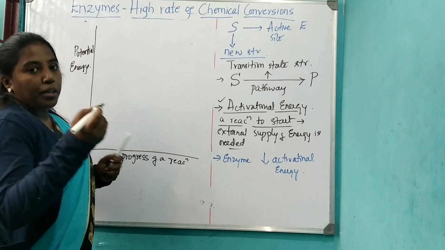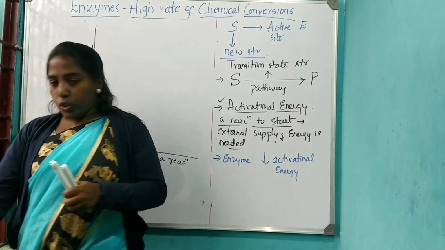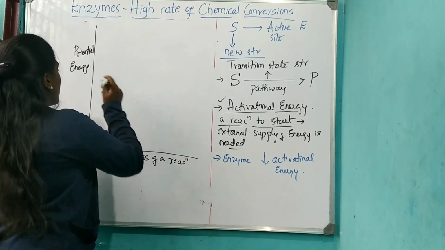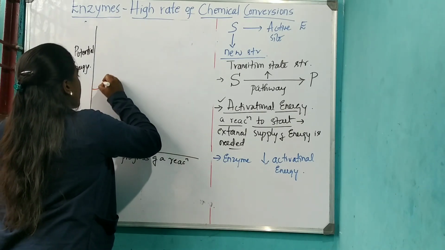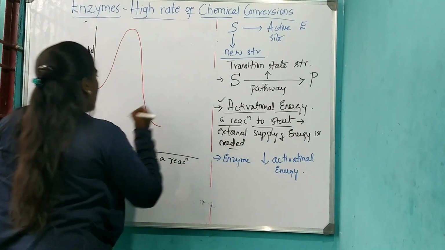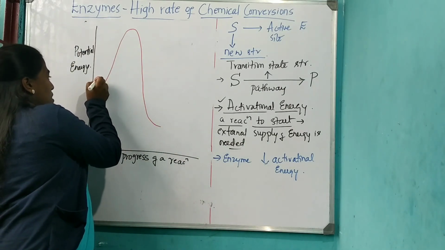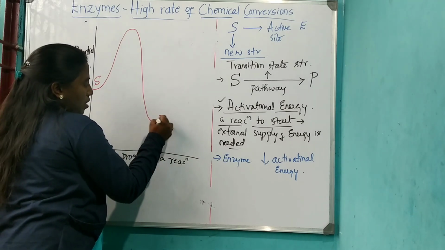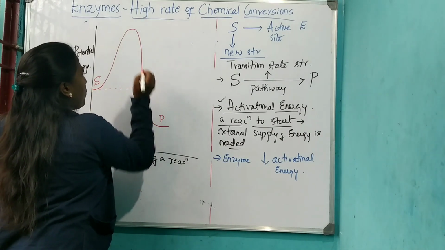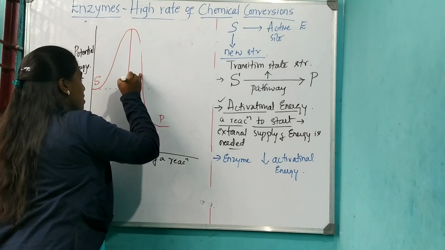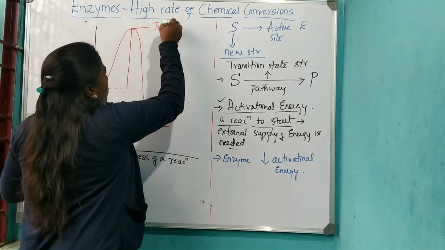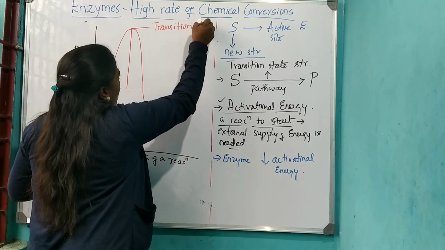Okay. So now let me draw the graph. I'm going to draw two graphs here. One is in the presence of enzyme, and one is in the absence of enzyme. First let me draw the one in the absence of enzyme. So this is a graph. This point represents the substrate and this represents the product. In between, the peak represents the transition state.